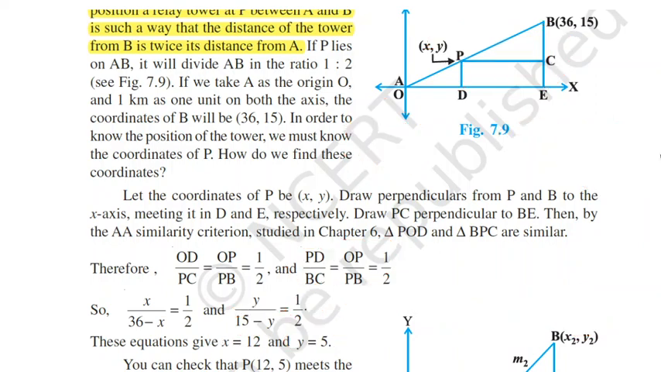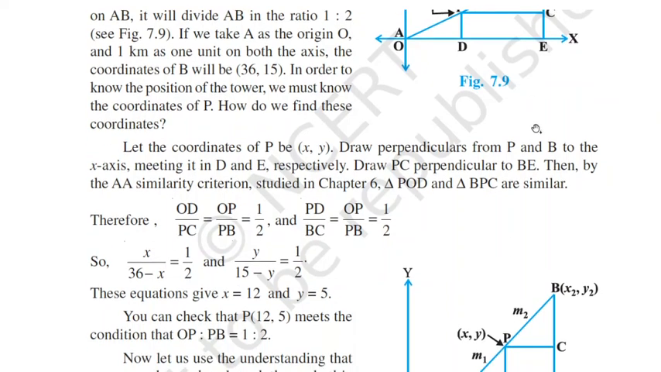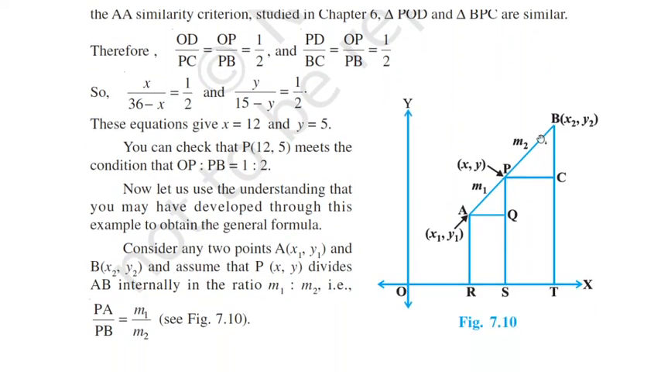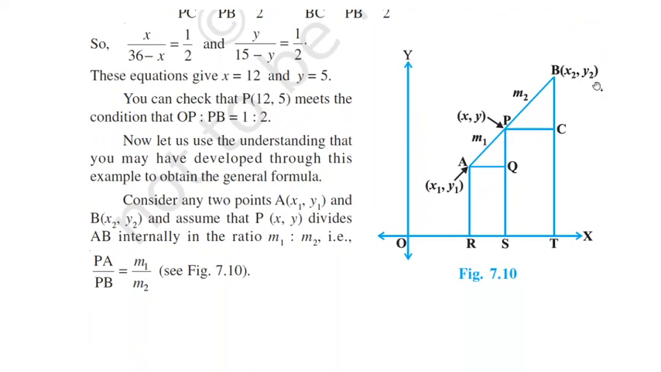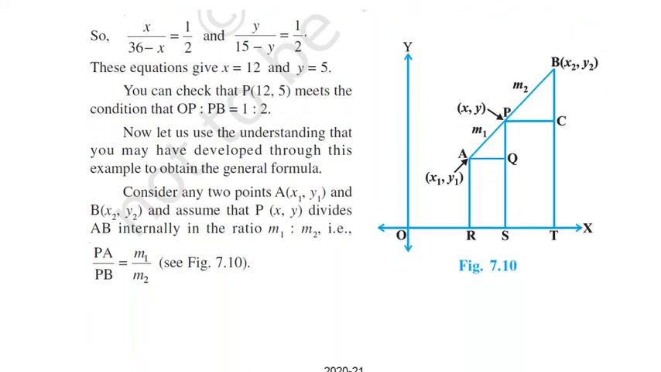Now we will do another problem, and with the help of this problem we will find a generalized solution of this situation. So let's look at this figure. Here you can see point A is there. What is the coordinate of A? x1, y1. Now B point is there, with coordinate x2, y2.